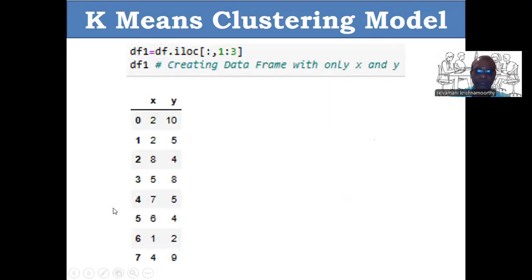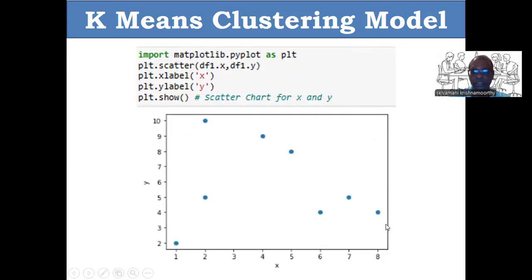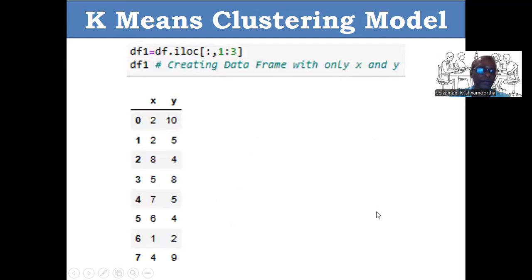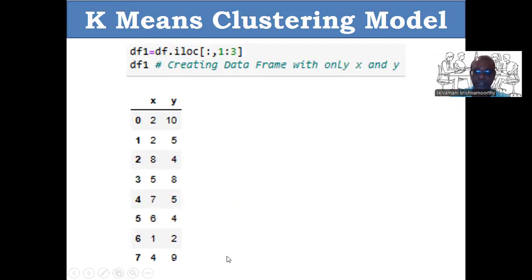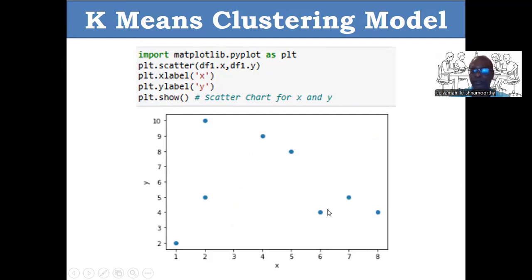2 means 8, 4. Am I right? 4 means 7, 5. This point. 5 means 6, 4. This point. These 3 points are assigned to cluster number 1.